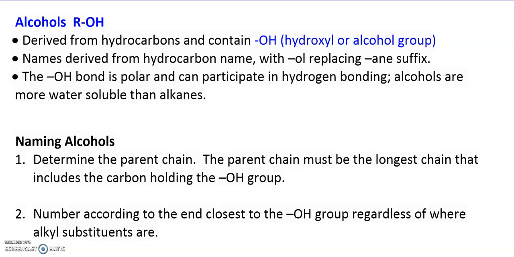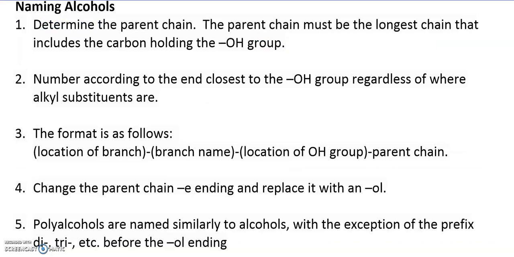So when you are naming alcohols, just like our other names, you first determine the parent chain. The parent chain must be the longest chain, and it has to have that OH group. You number according to the OH group, so that one's always going to be on the end where it's going to have the lowest numbers. It doesn't matter about your other substituents. The hydroxyl group will always be on the lowest numbered carbon.